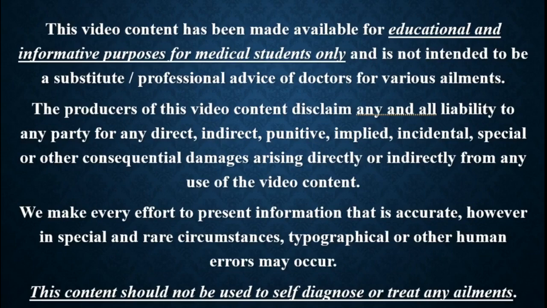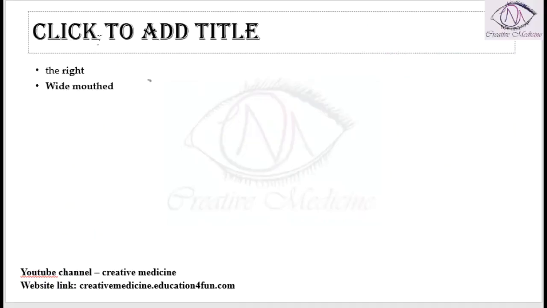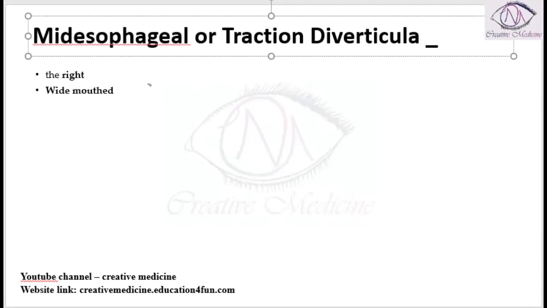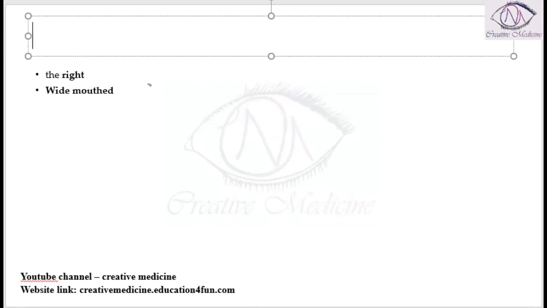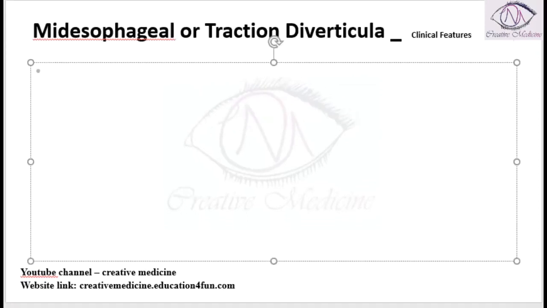In this lecture, we will learn about the clinical features of traction diverticula. Most of the patients with traction diverticula are asymptomatic, and because they are asymptomatic, the diverticula are found incidentally during routine investigations for some other complaint. When the patient comes in for some other complaint, this diverticulum will be found incidentally.